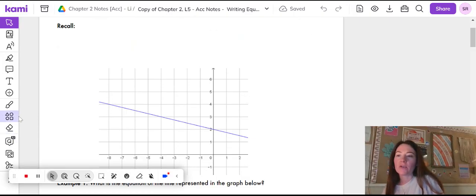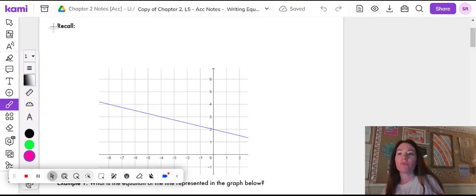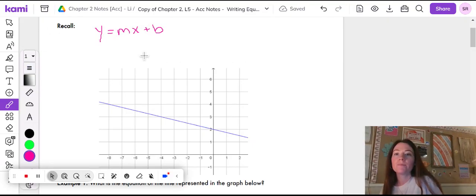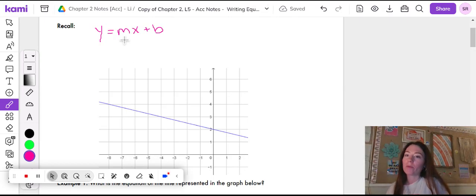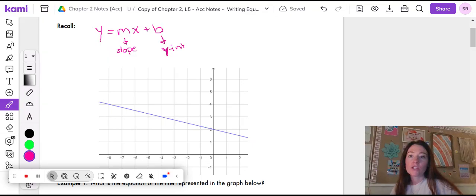So the first thing we need to recall in today's lesson is slope-intercept form, which is y equals mx plus b. And when you have an equation written in this format, m is representing your slope and b is representing your y-intercept. Okay, so we've already talked a lot about this. We've talked about how we could graph equations that are written in this format. And today, you guys are going to be writing the equations.